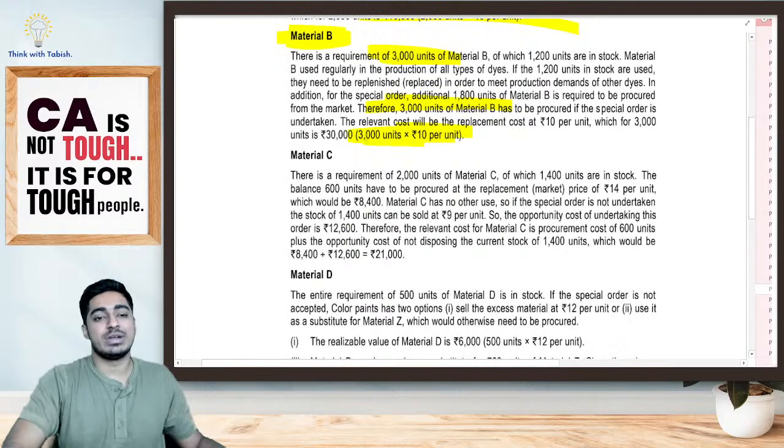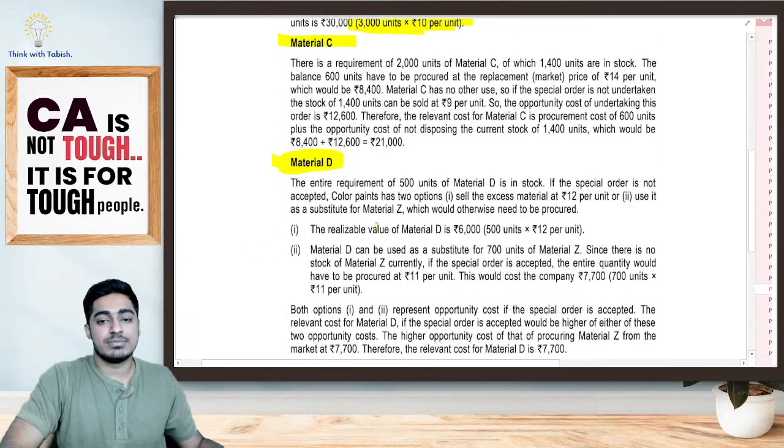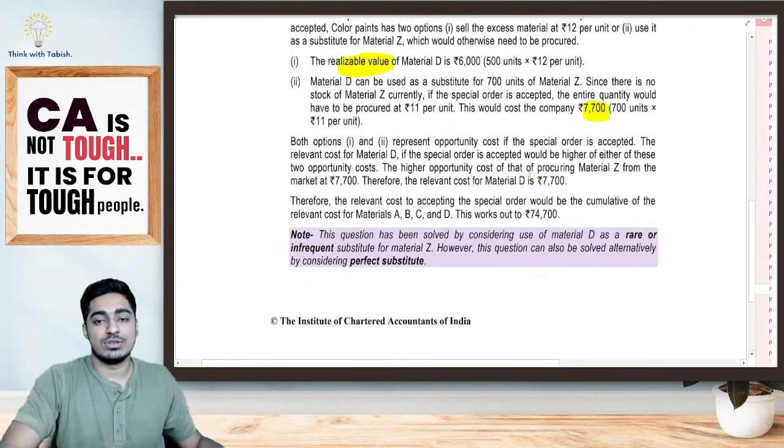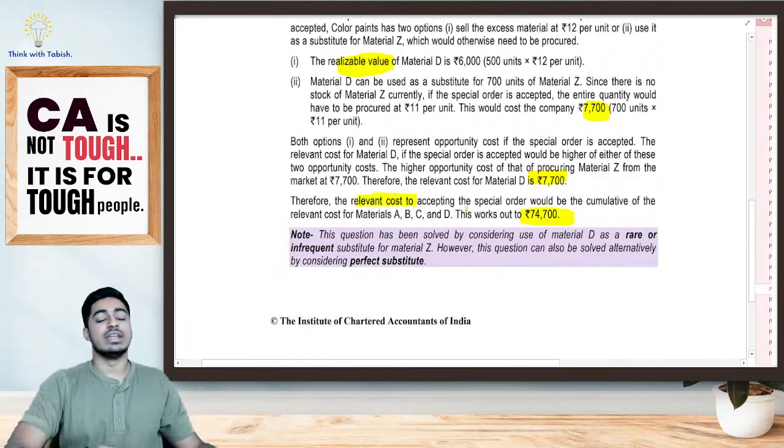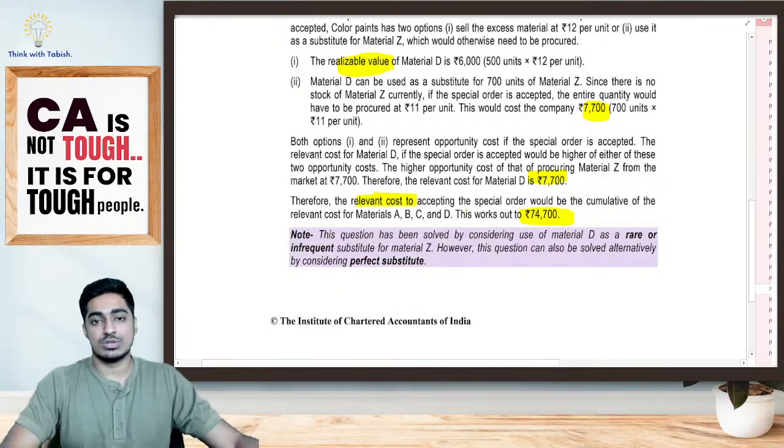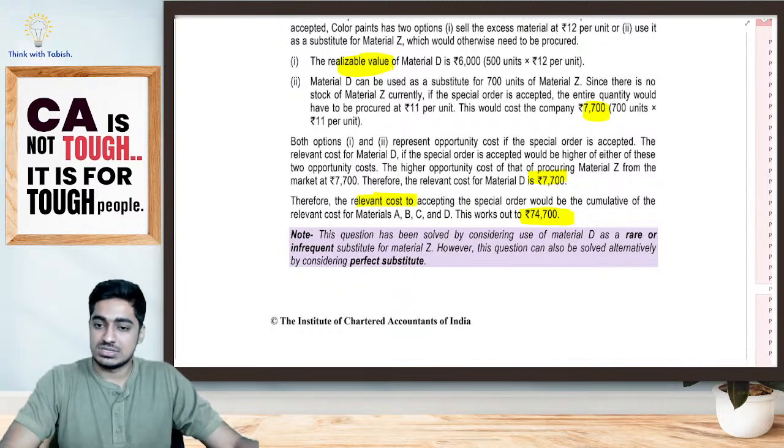Raw material C, same thing is told. Raw material D, realizable value, benefit from alternate use, whichever is higher. So therefore we are going to use this. So total relevant cost is going to be 74,700. Is it clear, students? Any doubts?